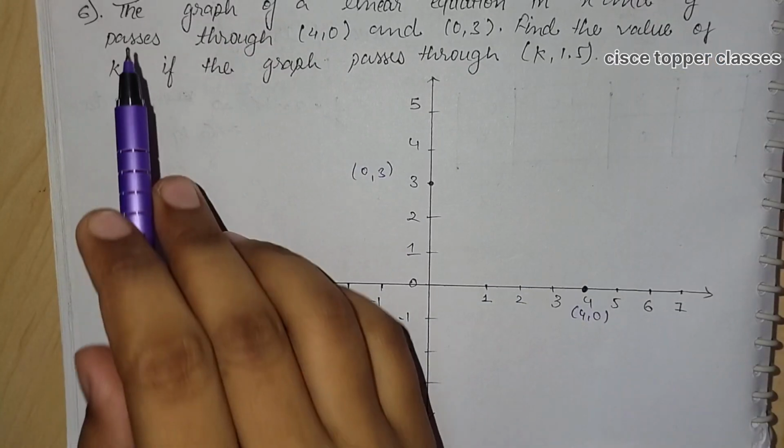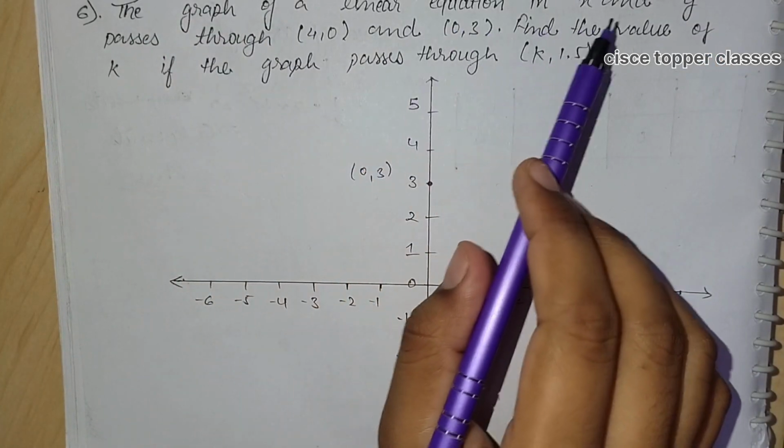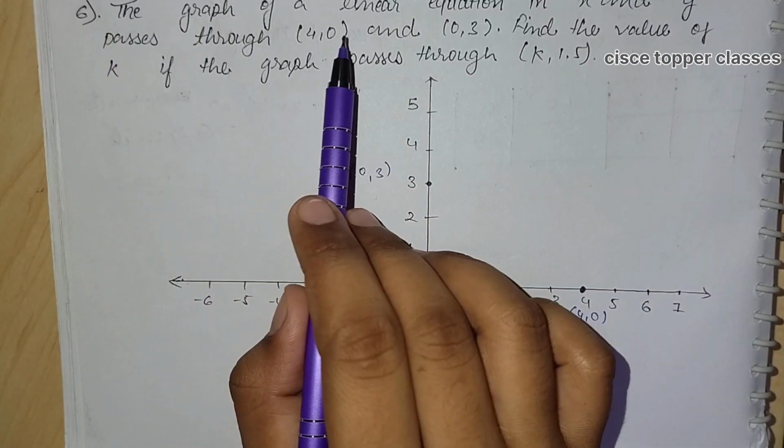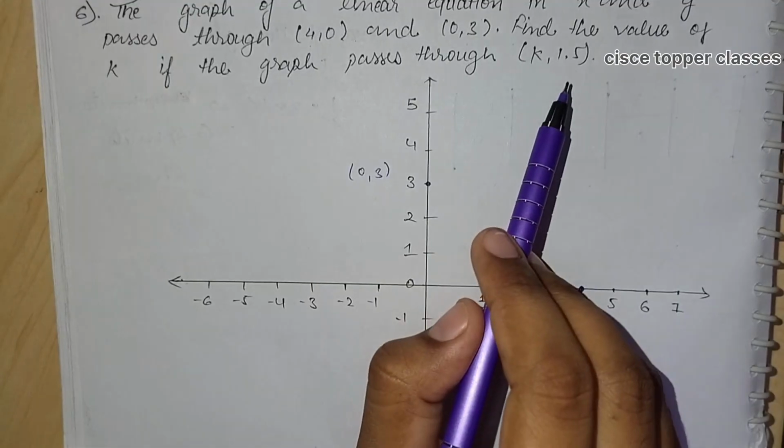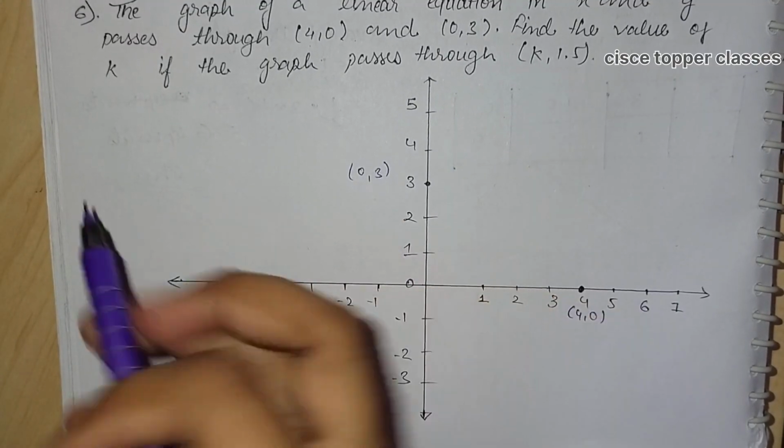So here is the solution of question number 5. Let us solve question number 6. We have to find the graph of a linear equation in x and y that passes through 4, comma 0 and 0, comma 3. Then find the value of k if the graph passes through k, comma 1.5.